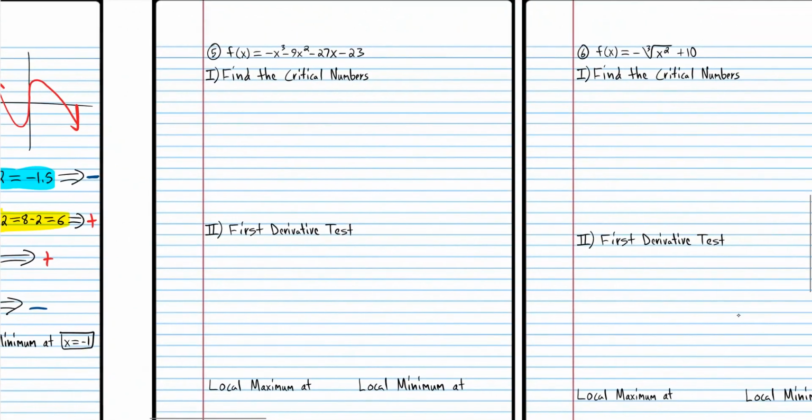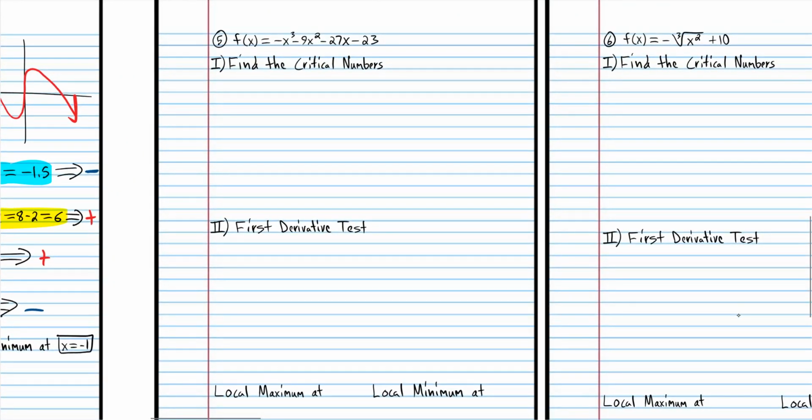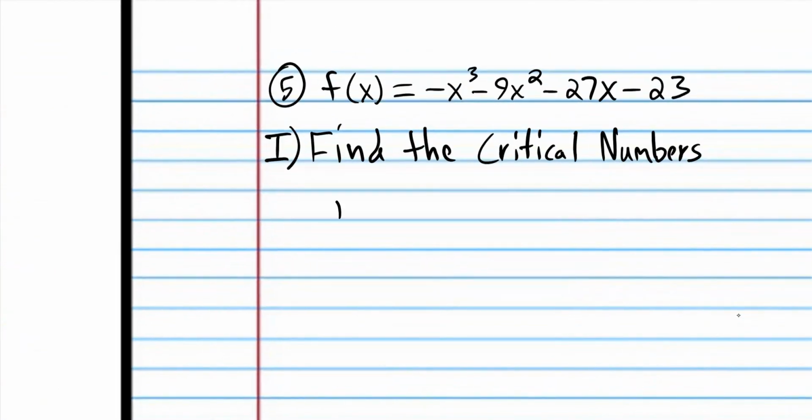So go ahead and try number 5. We need to find the locations of possible maximum and minimum values, and then identify whether or not the function has a maximum or minimum at those locations. So go ahead and attempt number 5. When you come back, we'll do it together. All right, we're back.